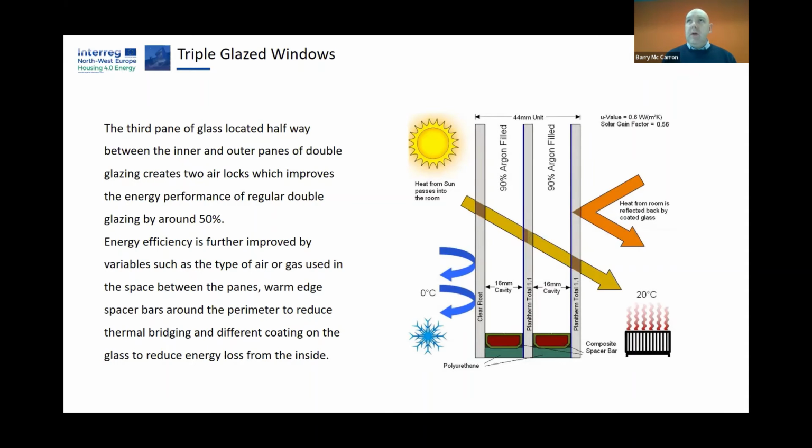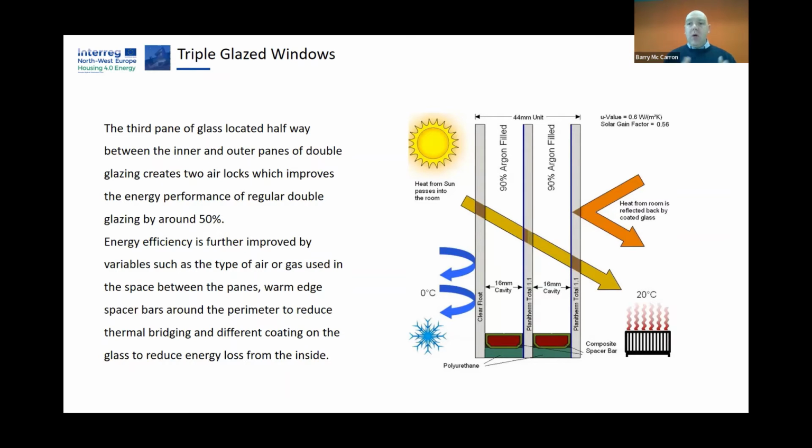Now, if you have a trained eye, what you'll notice in the high performance windows is a black rubberized spacer between the glass more and more. And that's a sure sign that you've got a high performance window there. You can see in the diagram where I'm talking about, just at the green at the very bottom, you'll see the polyurethane separators between the glass.